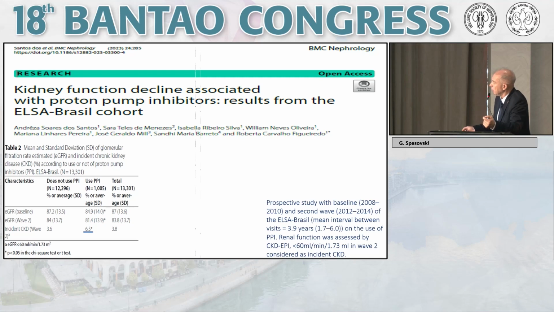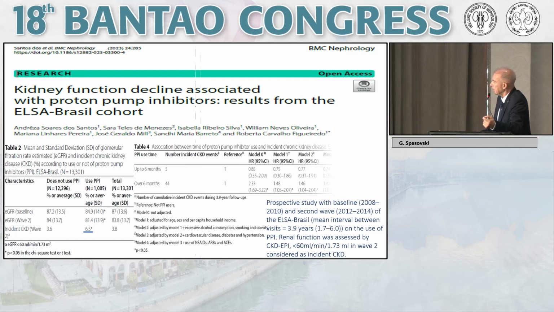And you see here that in those using PPIs, there is a higher number of incident patients of CKD, but even more important, regardless of the adjustment model, we see that in those who are over 6 months using PPIs, there are 44 patients who experienced incident CKD, and as I said, depending on the model of adjustment, the risk is increased from 39% to 133%.